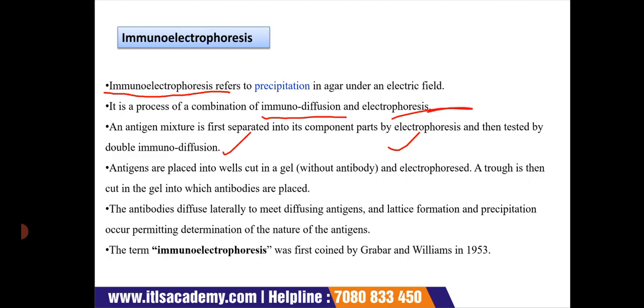The term immunoelectrophoresis was first coined by Grabar and Williams in 1953. Sometimes in interviews, or in examination MCQs, this question arises: who first coined immunoelectrophoresis? It was first coined by two scientists, Grabar and Williams, and the year was 1953.